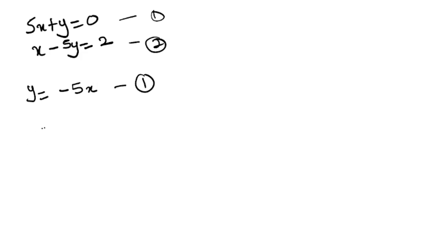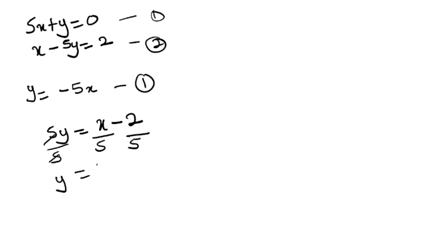Then from equation 2, we can say that 5y is equal to x minus 2. Is that clear? Yes. Then we said that always the coefficient of y should be 1. So you have to divide all the sides by 5 so that the coefficient of y becomes 1. The 5 will cancel 5, so we get y equal to 1 over 5 x minus 2 over 5, which is equation 2.